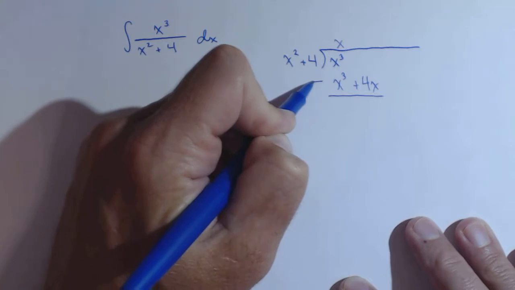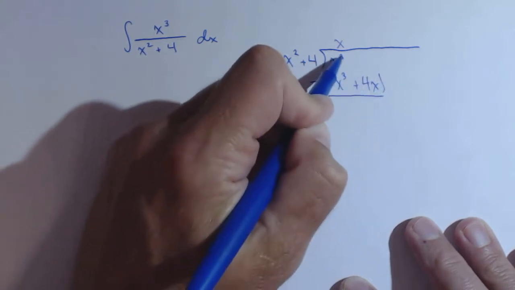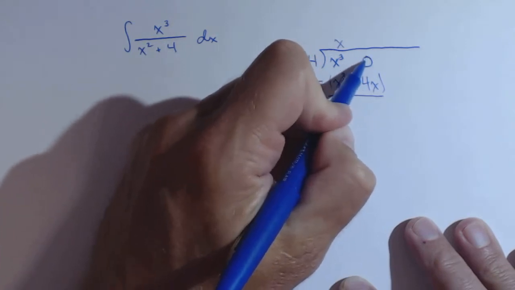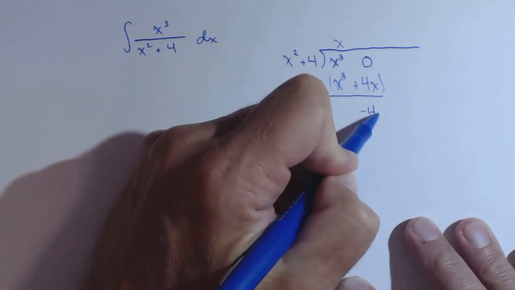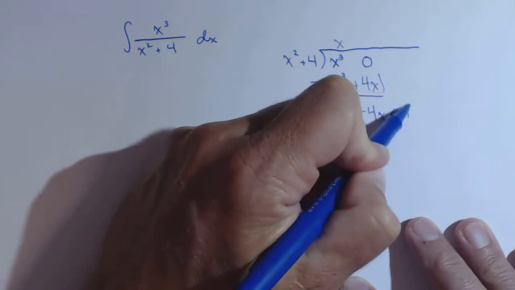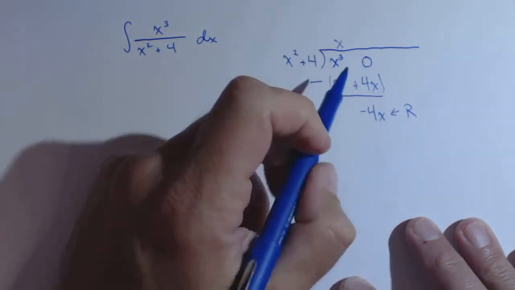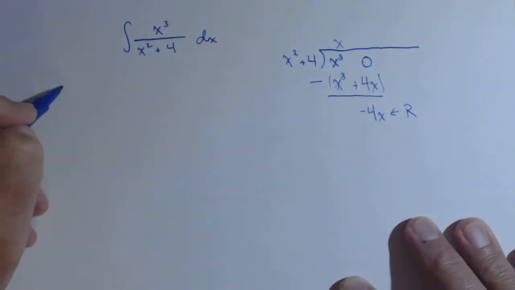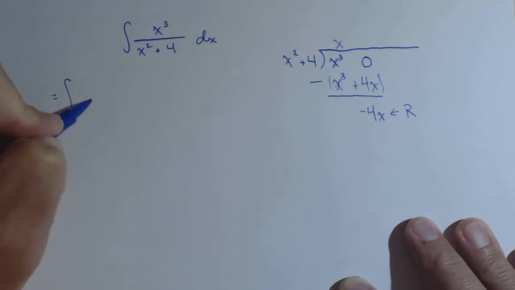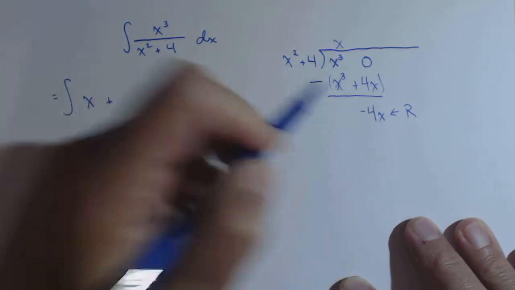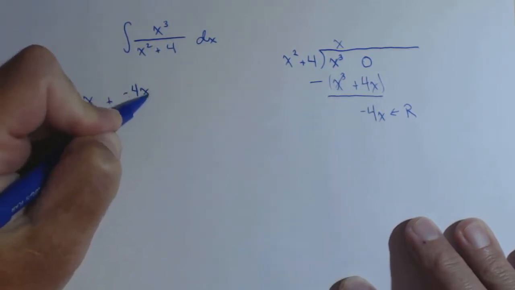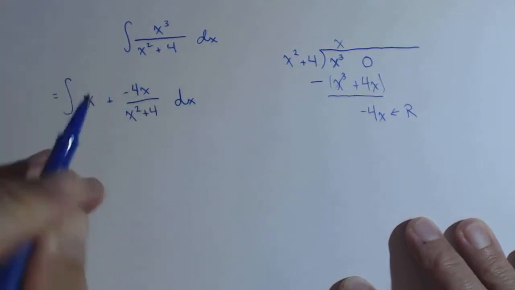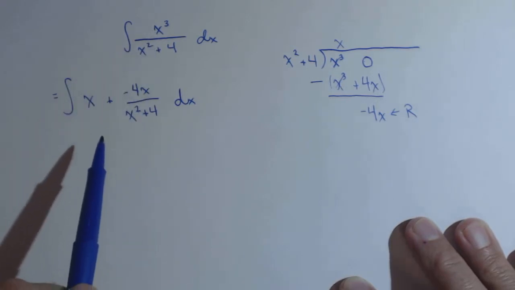Now, just like in long division, we subtract going down. That's what cancels these terms out. Now, you've got to remember, it's as if there's a 0 here, so 0 minus 4x gives a negative 4x. That's essentially our remainder. What we do is we use the remainder theorem, though, that says that this rational expression is equal to x plus its remainder, negative 4x, over x squared plus 4 dx. So these are the same.